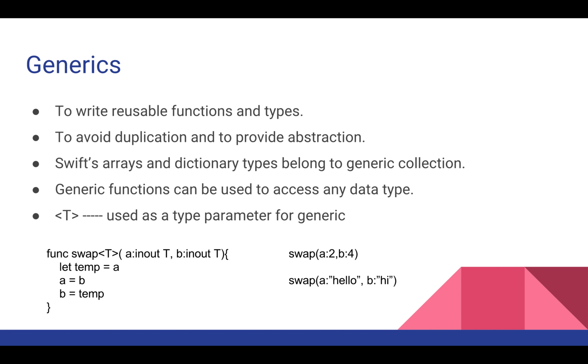You can create an array that holds integer values, or an array that holds string values, or an array for any other type that can be created in Swift. Generic functions can work with any type. The generic version of the function uses a placeholder type name instead of the actual type name such as integer, string, or double. So we have used capital T in this video as the placeholder type for generic.